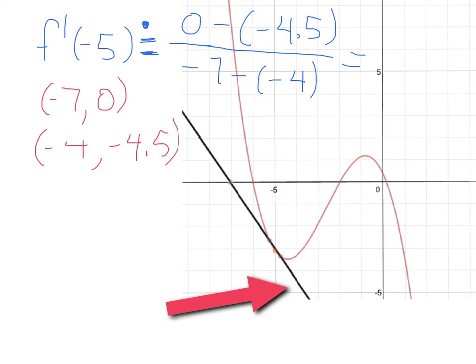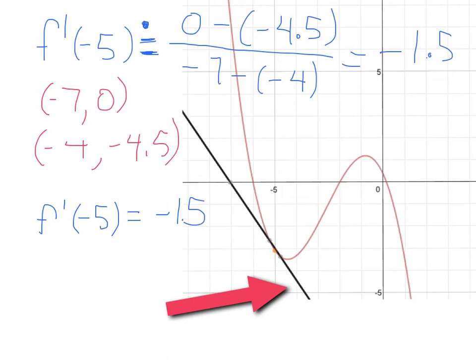And before you do any arithmetic, think about whether this derivative ought to be positive, negative, or 0. And when we do our calculations, you'll find out that the value for our slope is -1.5. That means that we think the derivative of f of x at x equals -5 is equal to -1.5.